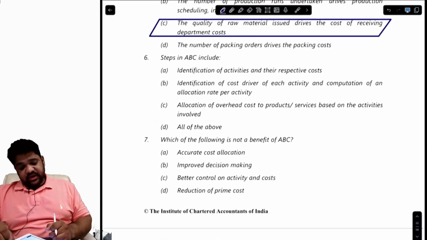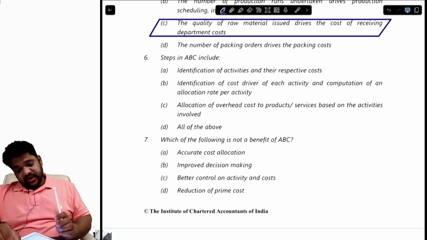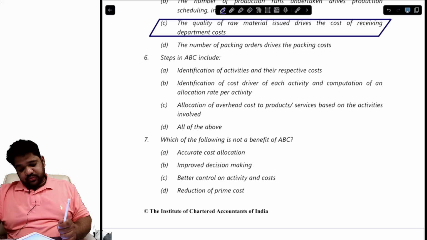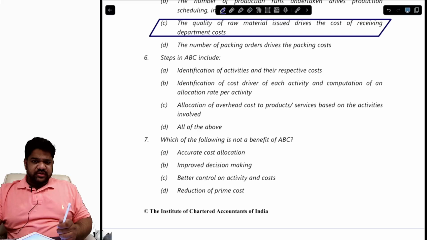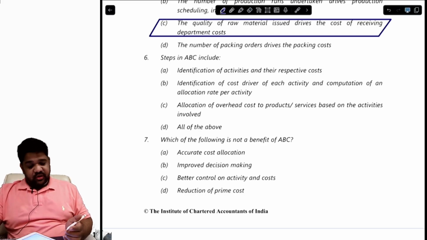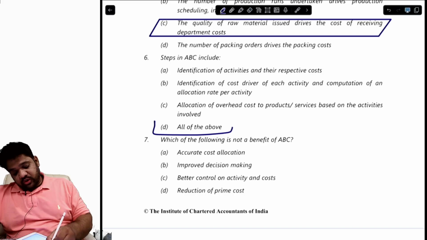Then comes the next one, sixth one. Steps in ABC include identifying of activities and their respective costs, so activity, their cost is activity cost pool, identifying of cost driver of each activity, and computation of an allocation rate per activity, which is the cost driver rate. Allocation of overhead cost to products and services based on the activities involved. So steps will include all of it.